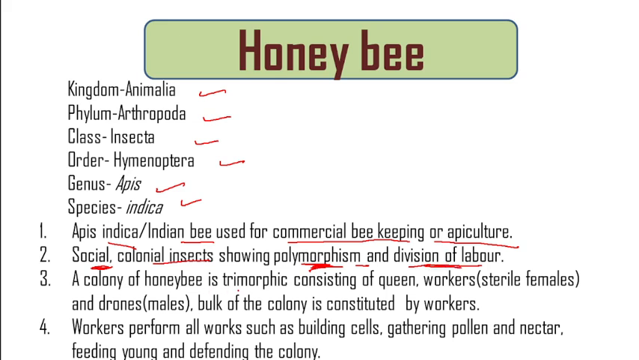A colony of honeybee is trimorphic. ट्राइमॉर्फिक का मतलब 3 तरह के आपको वहाँ पे ऑर्गेनिज्म मिलेंगे. पहला तो क्वीन, दूसरा वर्कर जो कि स्टेराइल फीमेल्स होती हैं, और तीसरा ड्रोन्स होते हैं मेल्स. Bulk of the colony is constituted by workers. Workers perform all work such as building cells, gathering pollen and nectar, feeding young and defending the colony.